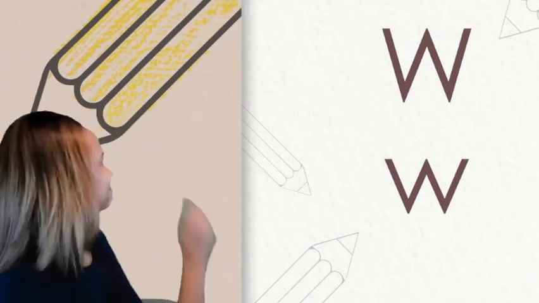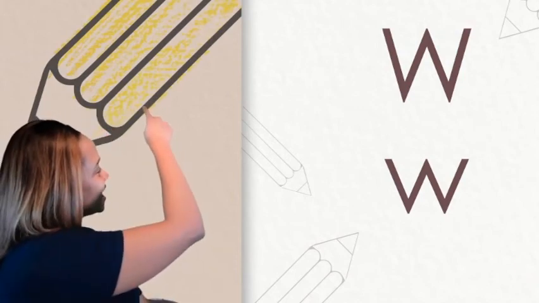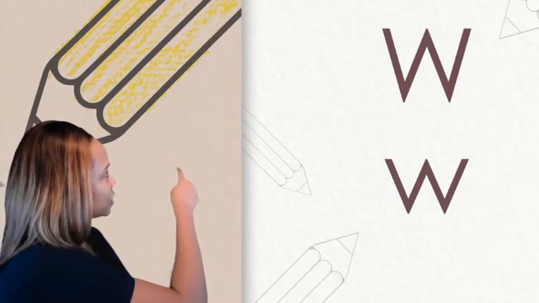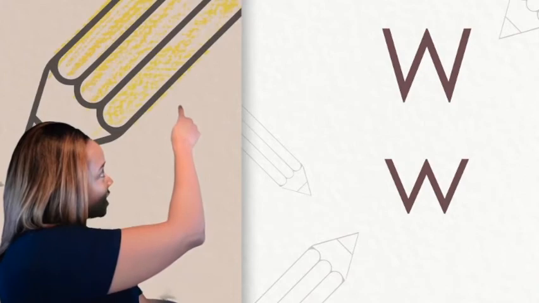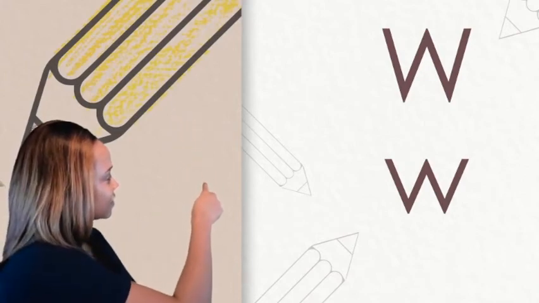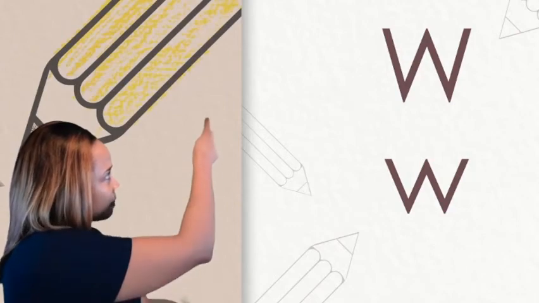Try with me. Starting at the headline, slant it down all the way to the right, coming to the foot line, push it back up to the headline at a slant, coming back down again at a slant to the right to the foot line, and push it back up again to the headline.